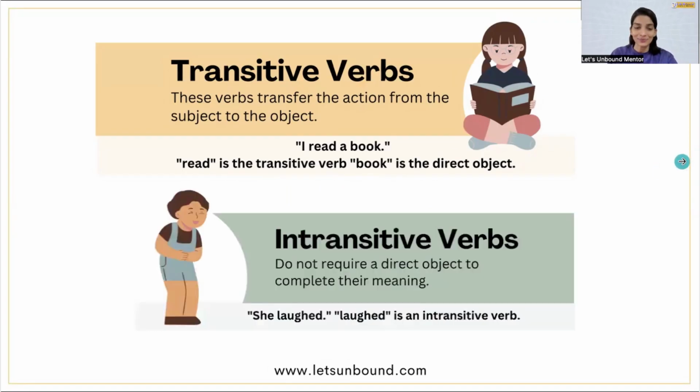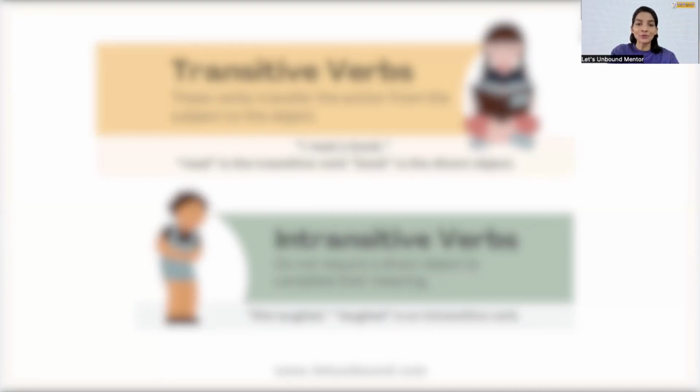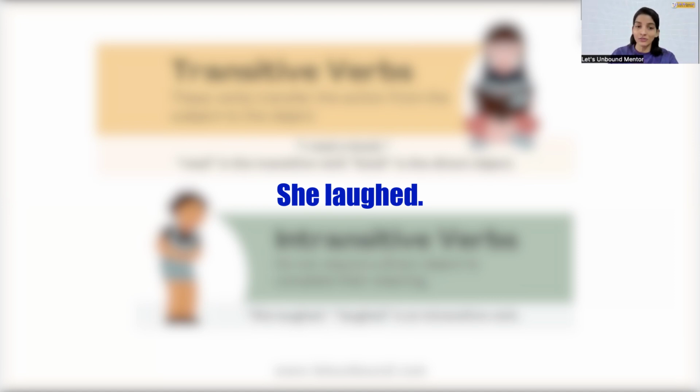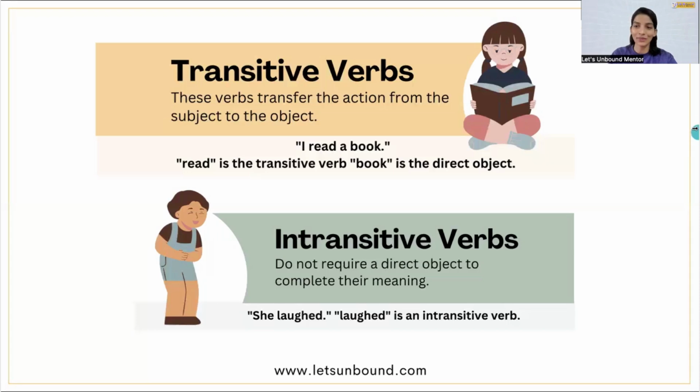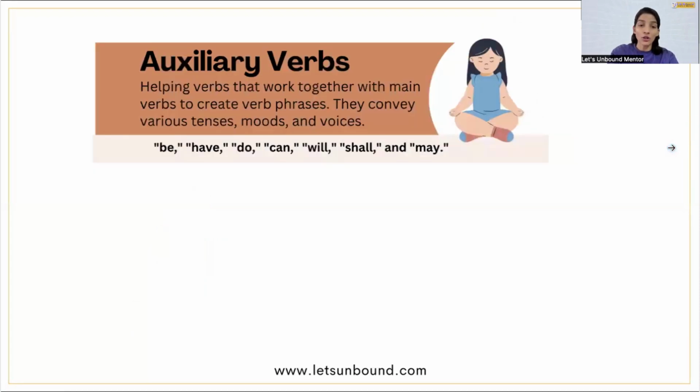Okay. Talking about intransitive verbs. Now, these verbs are action verbs that do not require a direct object. Okay. As an example, she laughed. Now, there's no direct object that is mentioned here. There is just the verb that is laughed. Okay. He sleeps peacefully. Now, sleeps is an intransitive verb that does not need any object to complete the action, right?